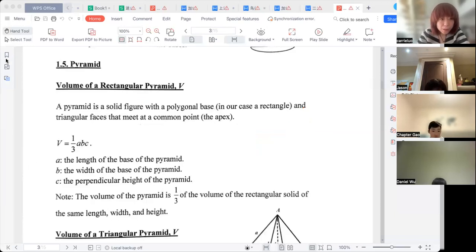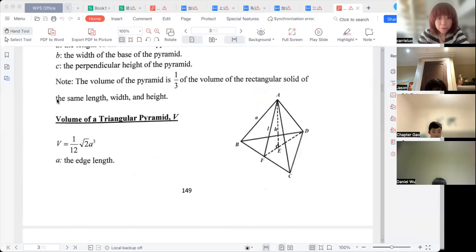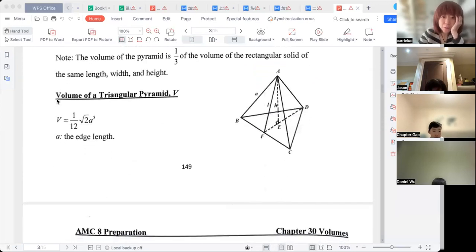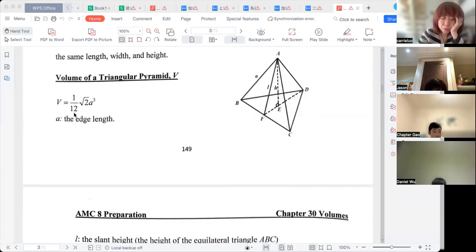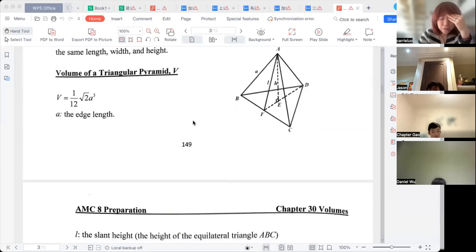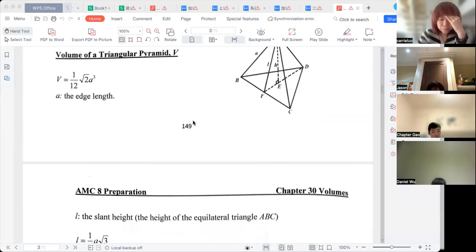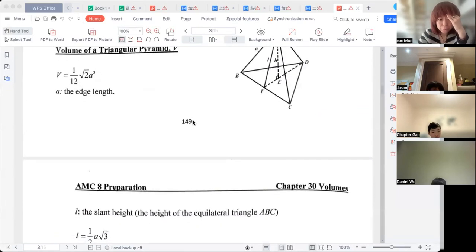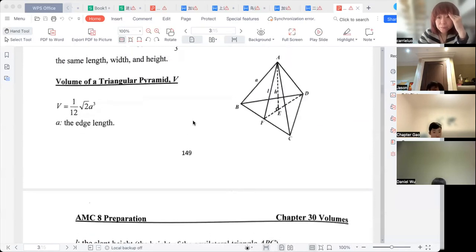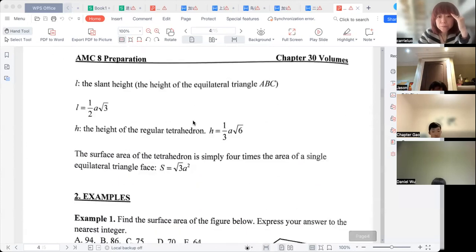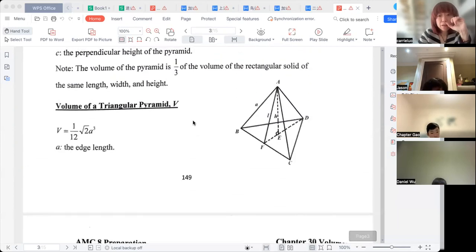Sorry. 看起来有点画的不太好。Okay, volume of the triangular pyramid equals 1/12 times square root 2 and A cubed. A 是 AB, okay, so it's this one, the edge length. Wait. Sorry, I do there.